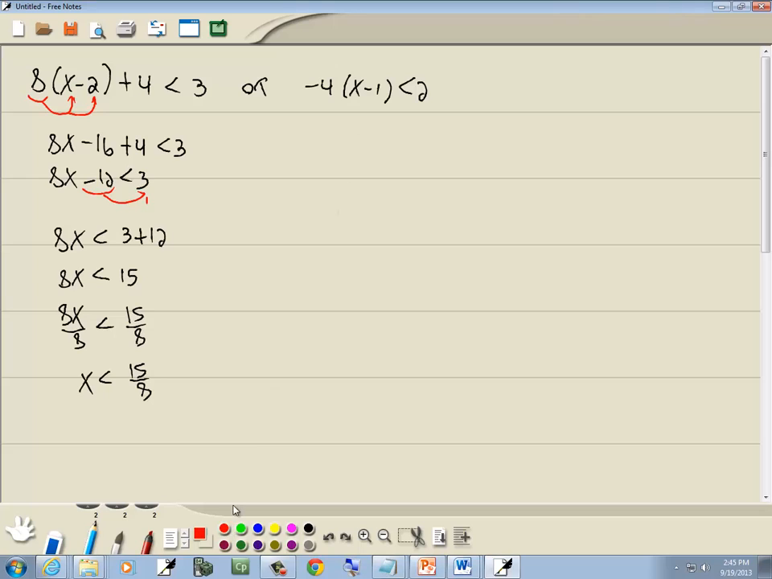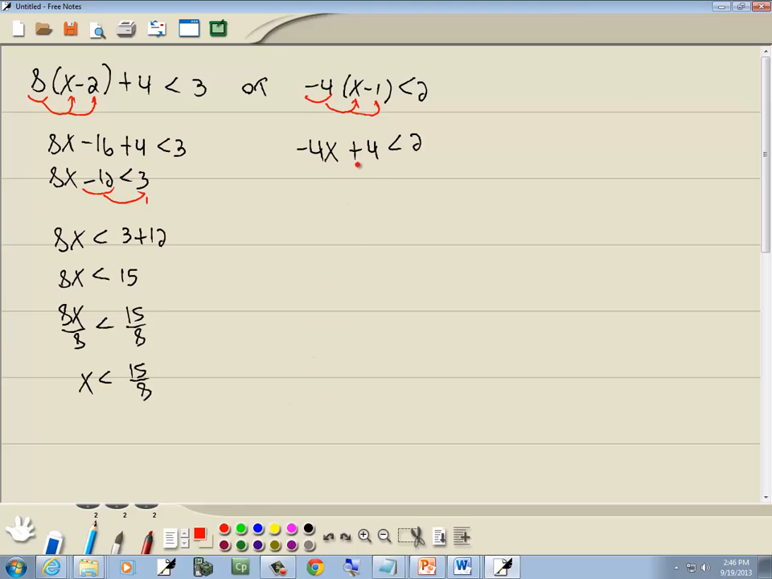Now over in this other one, we'll go through the same 4 steps. First step is to get rid of parentheses. It's the distributive property. I'm going to take the negative 4 times x and times negative 1. Negative 4 times x is negative 4x. Negative 4 times negative 1 is a positive 4. It's less than 2. Second step, get rid of fractions.